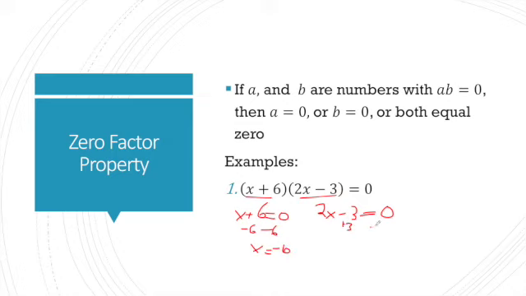I add 3 to both sides. That gives me 2x equals 3. And now I divide both sides by 2. So I have x equals 3 halves. These are my two possible solutions for this quadratic equation.